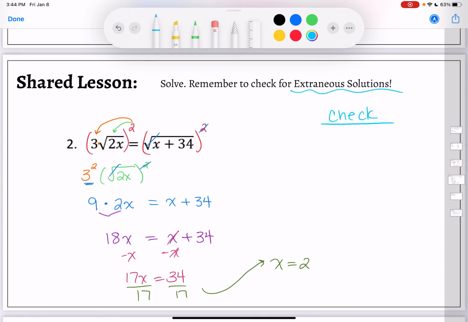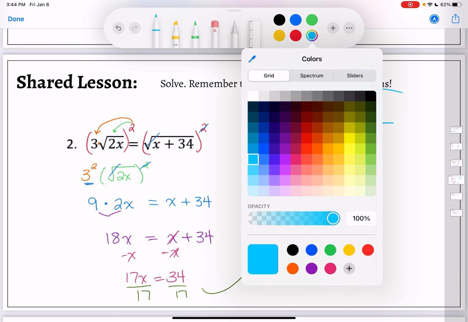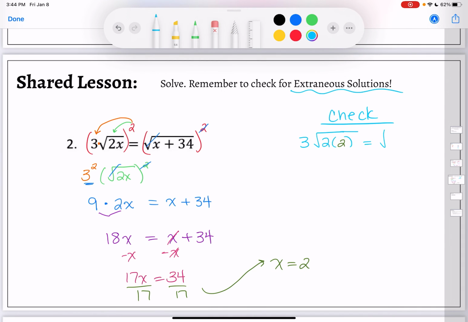So I'm going to go back to my original equation, 3 radical 2x. So 3 times radical 2 times 2 on the left, and on the right I have radical x plus 34, so it'll be 2 plus 34 on the inside of that radical on the right. Okay, remember order of operations, so I'll do 3 radical 4 on the left, and I'll have radical 36 on the right. Square root of 4 is a perfect square, so this is really 3 times 2 on the left.